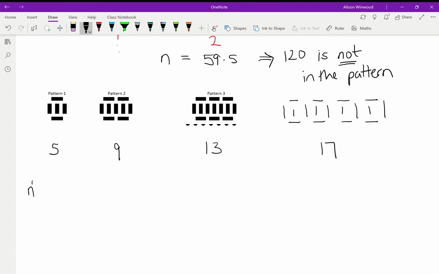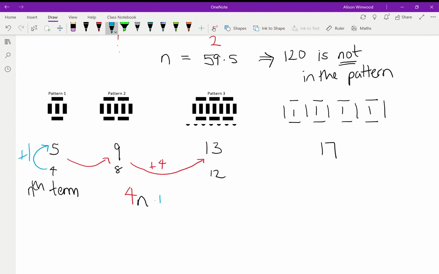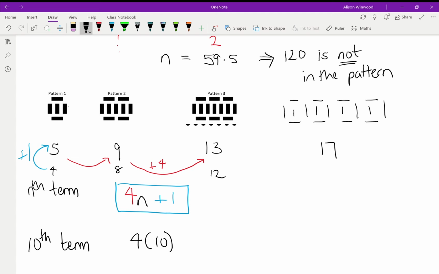So the nth term from 5 to 9 and 9 to 13 is add 4, so it's going to be 4n. The 4 times table goes 4, 8, 12. How do we get from that to our sequence? We need to add 1. So our nth term is 4n, add 1. Once we've got our sequence, we can see what the 10th term is. It's going to be 4 lots of 10 plus 1, which is 41.